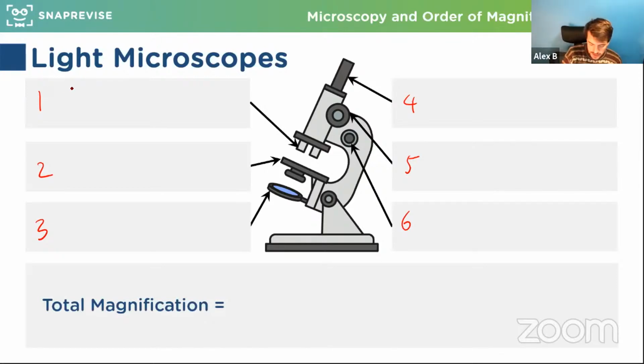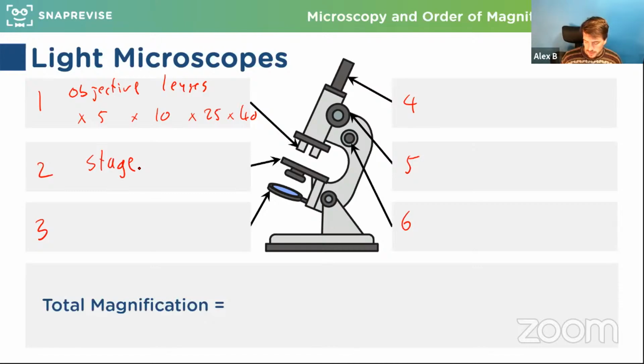Nice. So we've got our objective lenses here. These are typically times 5, times 10, times 25, maybe times 40 if you've got a more expensive microscope. It really varies. Nice. Number 2 is the stage. This is where we put the specimen, usually on a microscope slide. Number 3, we've got our light source.